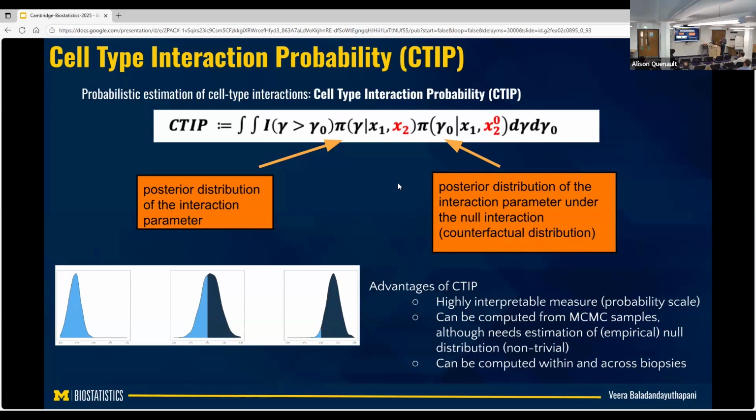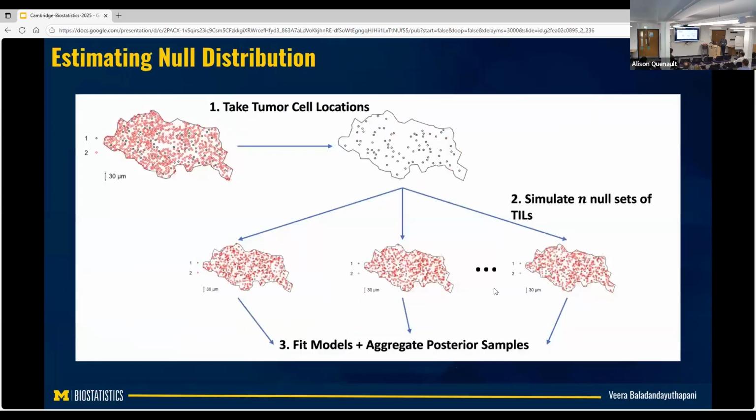And so essentially, it's looking at the intersection of two densities. One is the posterior and one is the empirical null. It makes it nice that this cell type interaction probability, the intersection, you can compute from MCMC samples, and once you have the null, you can compute this across biopsies. So I'll tell you just the idea of it.